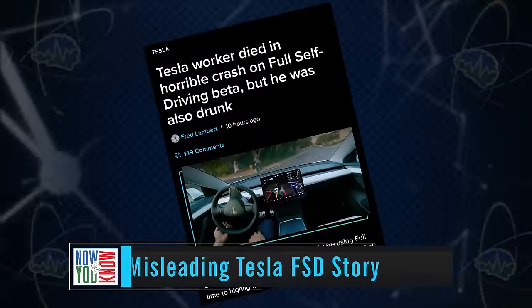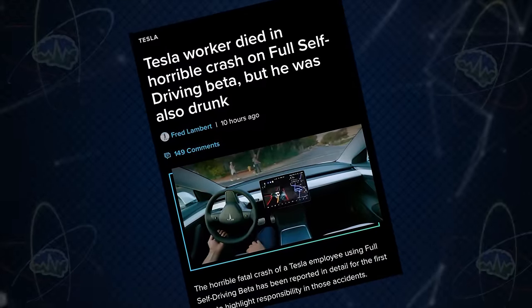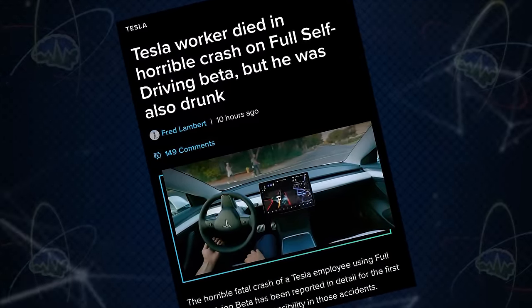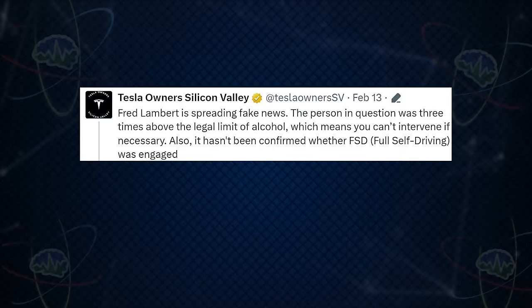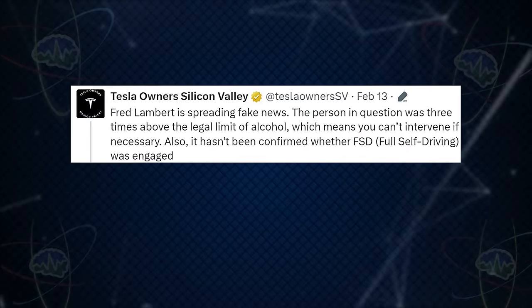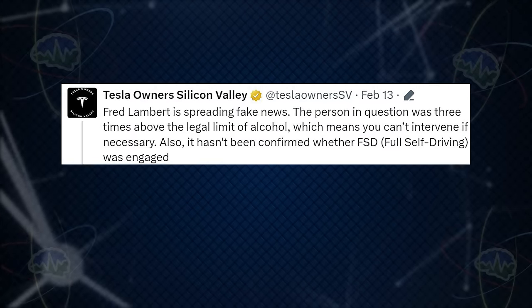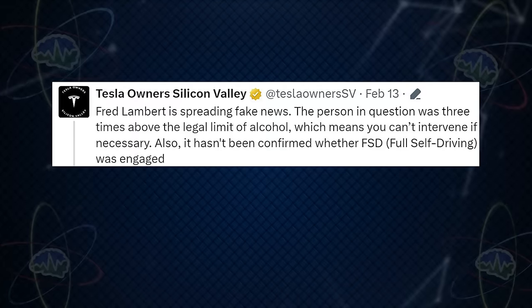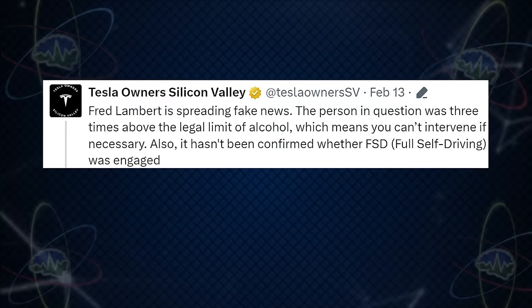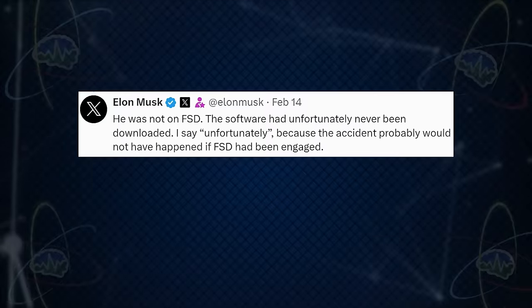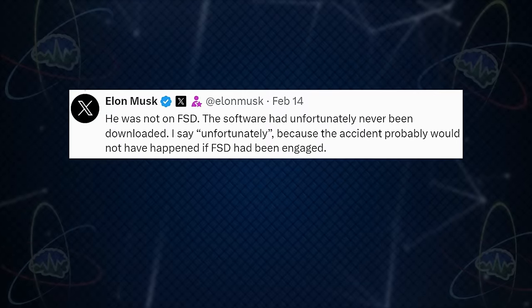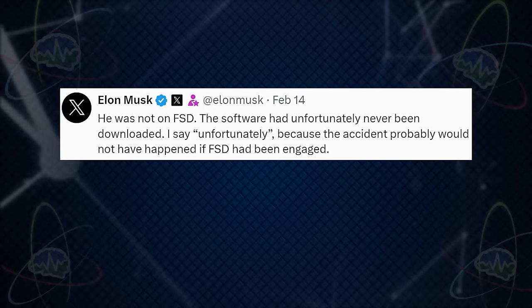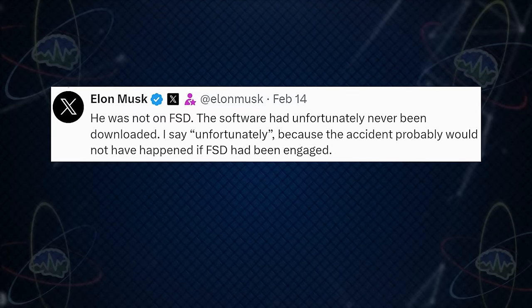So Electrek published an article headlined, "Tesla worker died in horrible crash on full self-driving beta, but he was also drunk." Tesla Owners Silicon Valley tweeted on X, they said, "Fred Lambert is spreading fake news. The person in question was three times above the legal limit of alcohol, which means you can't intervene if necessary. Also, it hasn't been confirmed whether full self-driving was engaged." Well, and then Elon followed up and said, "He was not on full self-driving. The software had unfortunately never been downloaded. I say unfortunately because the accident probably would not have happened if FSD had been engaged."